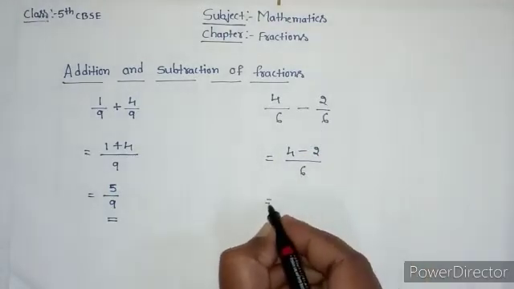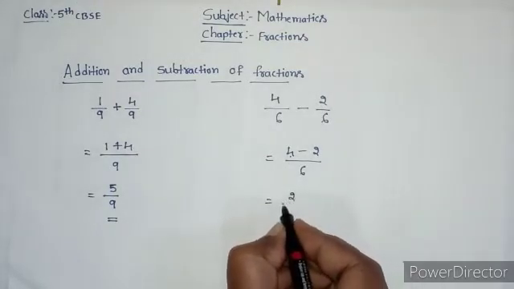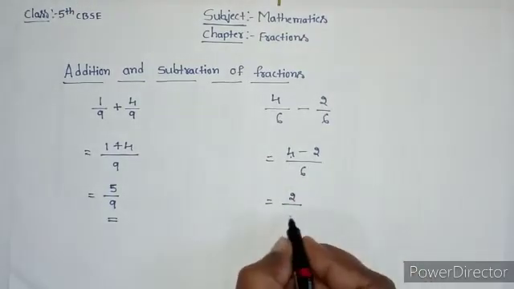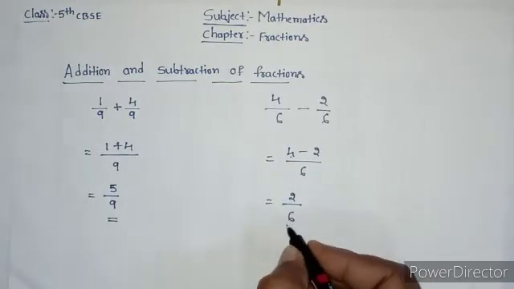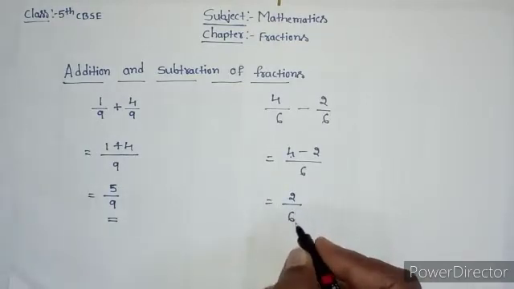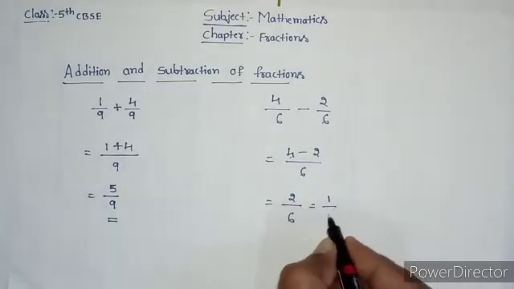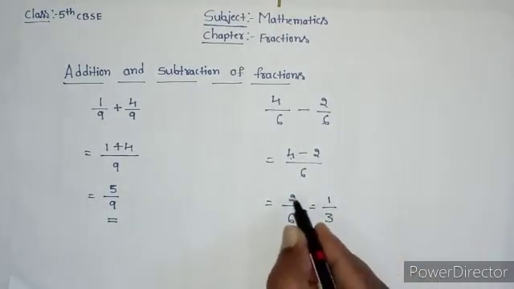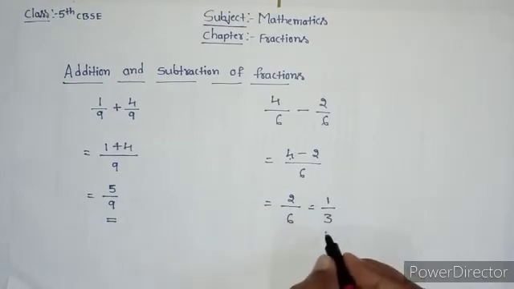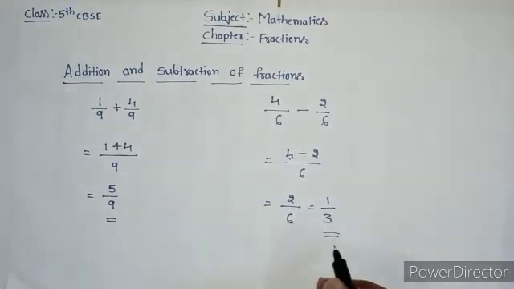So here 4 minus 2 is 2, right? So write this 6 as it is. Here we need to simplify now, so 2 over 3. 2 ones are 2 and 2 threes are 6. When we simplified this 2 over 6, we got 1 over 3.